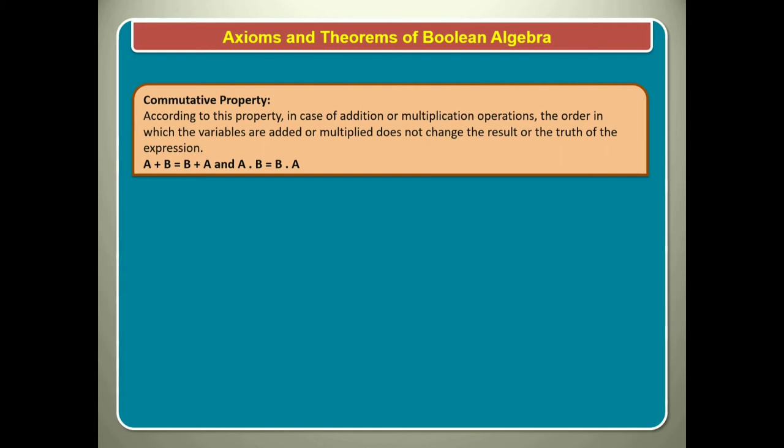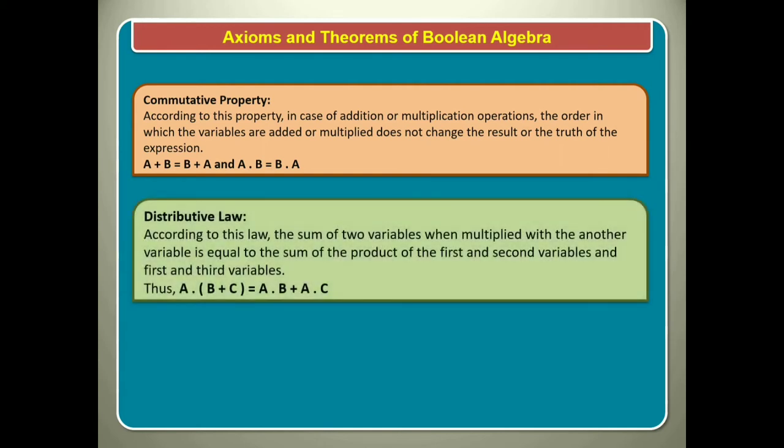The next axiom is the distributive law. According to this law, the sum of two variables when multiplied with another variable is equal to the sum of the products of the first and second variables and the first and third variables. Thus, A multiplied by the sum of B and C is equal to the sum of A multiplied by B and A multiplied by C.